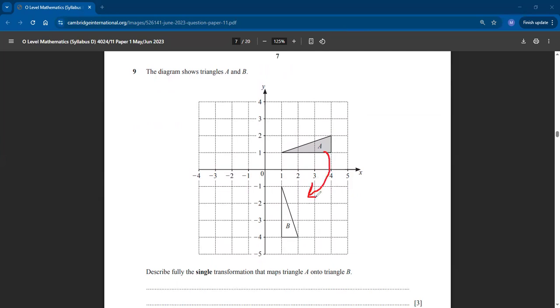By how many degrees has it been rotated? It has been rotated by 90 degrees. You can see a 90-degree rotation. And where would be the center? The center is going to be the origin. Okay, so we're going to say rotation by 90 degrees clockwise, and the center of rotation is going to be the origin.